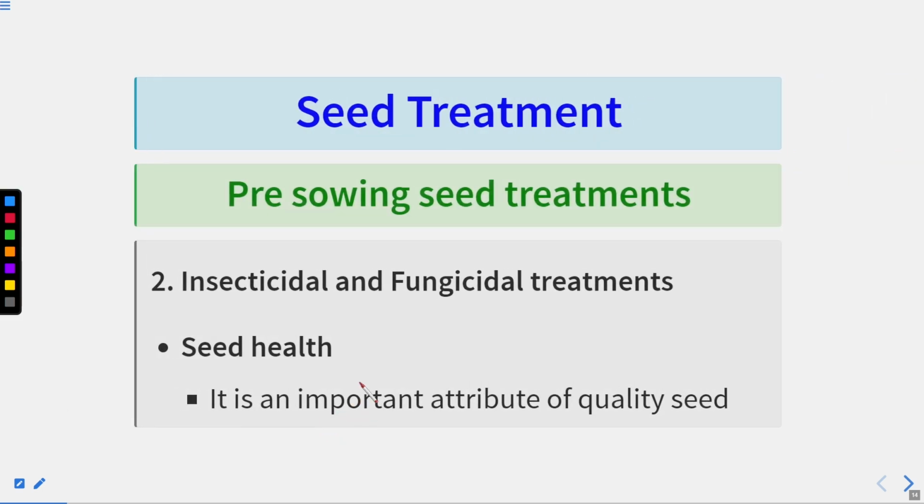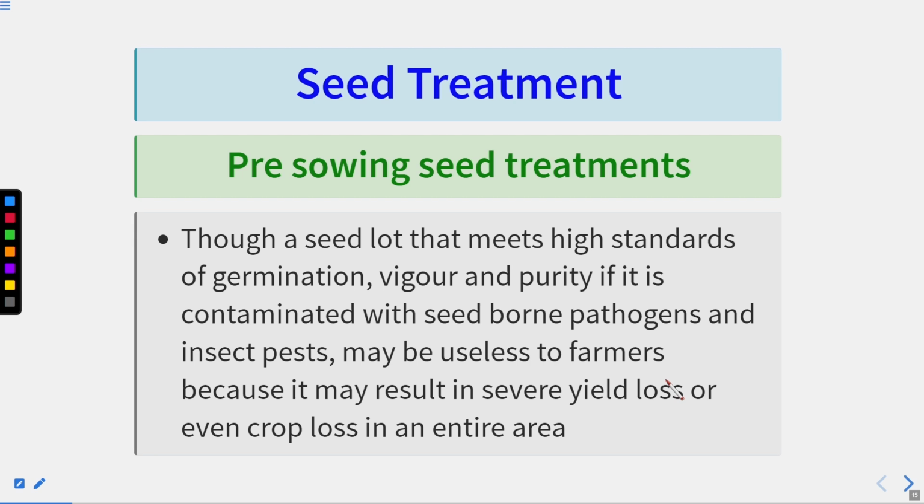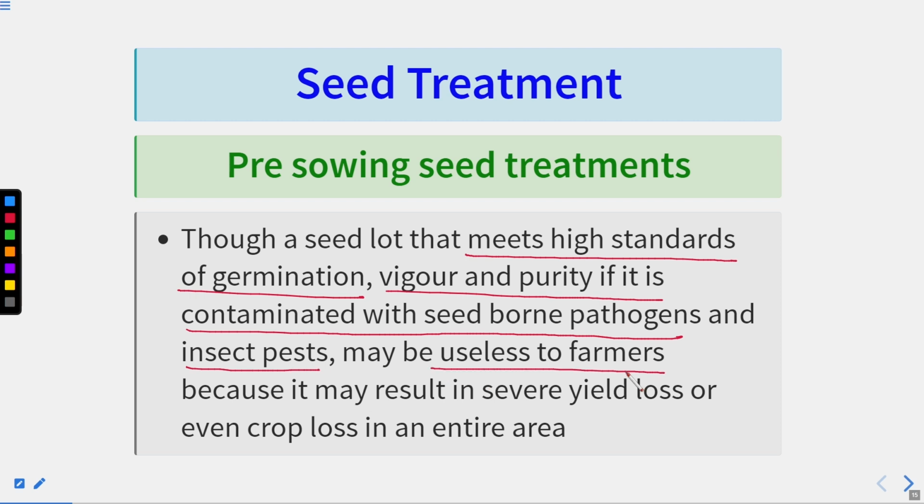Second, insecticidal and fungicidal treatment. This is done to increase the seed health. Why are we using these insecticidal or fungicidal chemicals? This is to ensure that the seed will have good seed health. It is an important attribute of quality seeds. Even a seed lot that meets high standards of germination, vigor and purity, if it is contaminated with seed-borne pathogens and insect pests, may be useless to farmers because it may result in severe yield loss or even crop loss in an entire area.